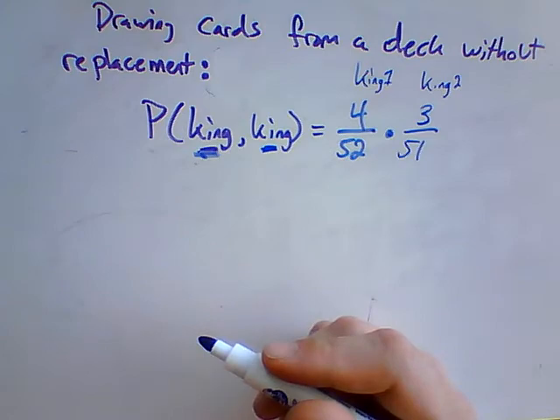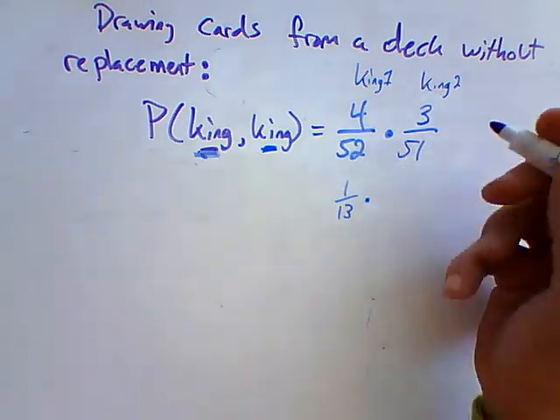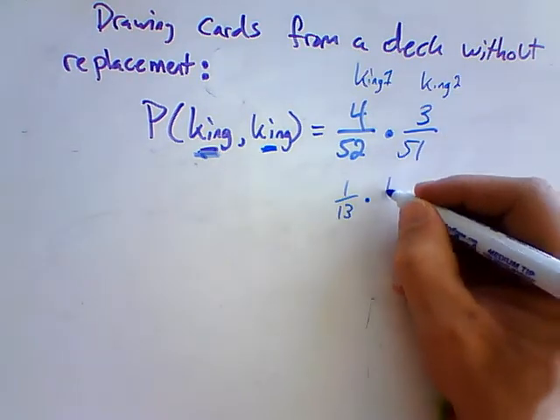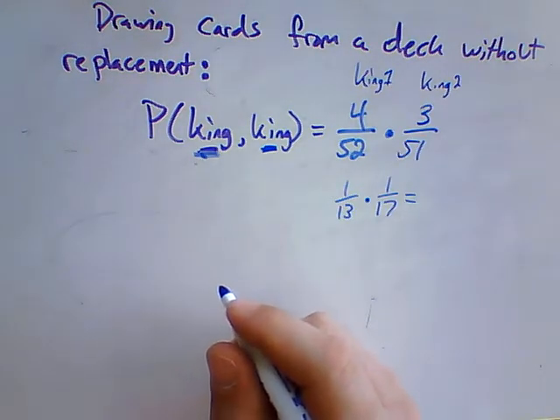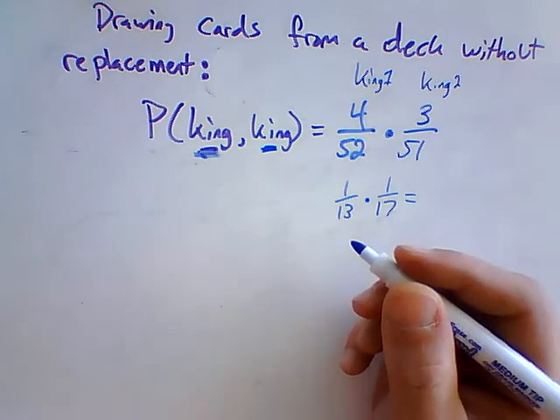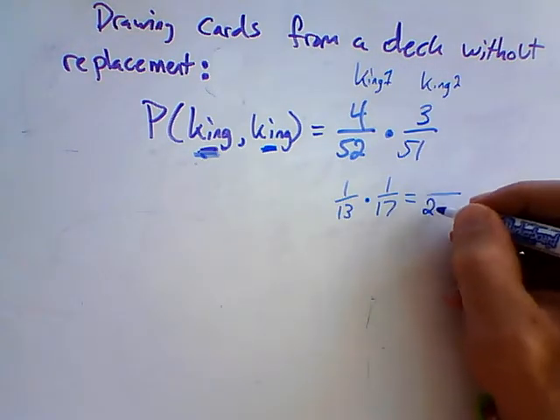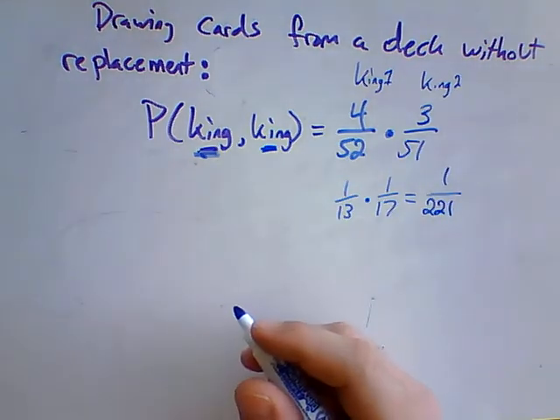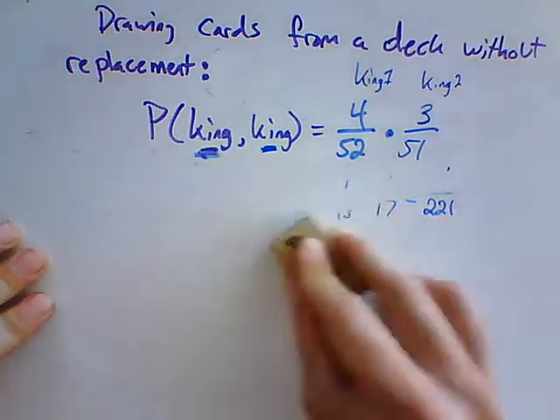Now I can feel free to reduce, right? 4 over 52 is just 1 over 13. 3 over 51 reduces to 1 over 17, and I'm left with whatever 17 times 13 is. That's no fun. Gotta turn my calculator on. I used to know this stuff off the top of my head, but welcome to the coronavirus. My math skills have deteriorated. 1 over 221. All right? And that's the probability of getting a king and then a king.